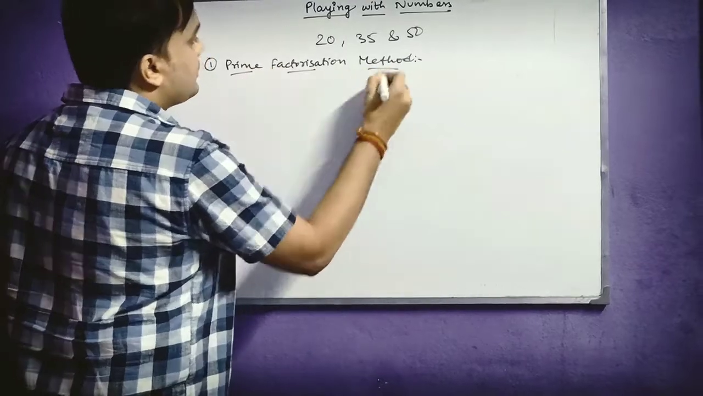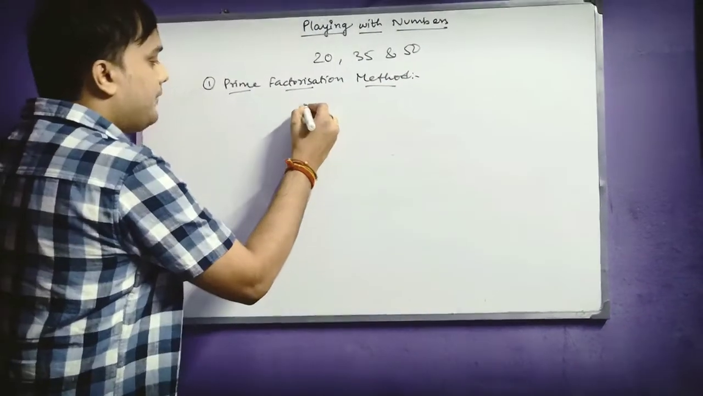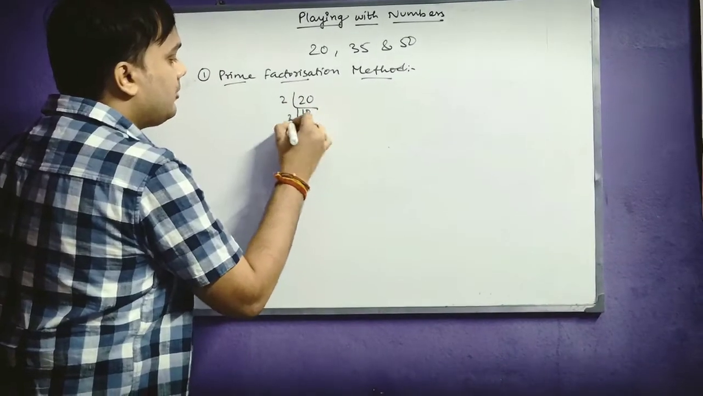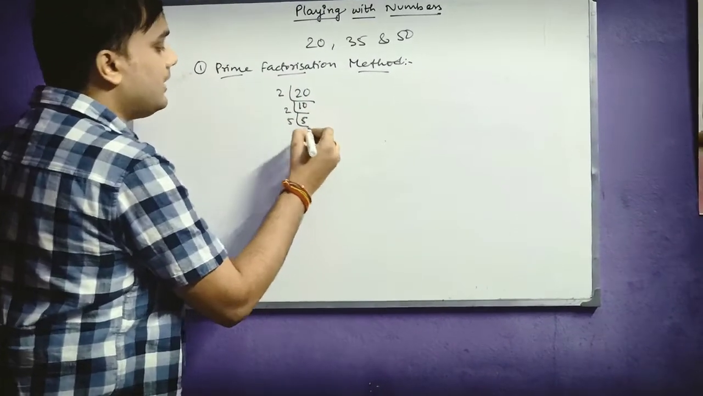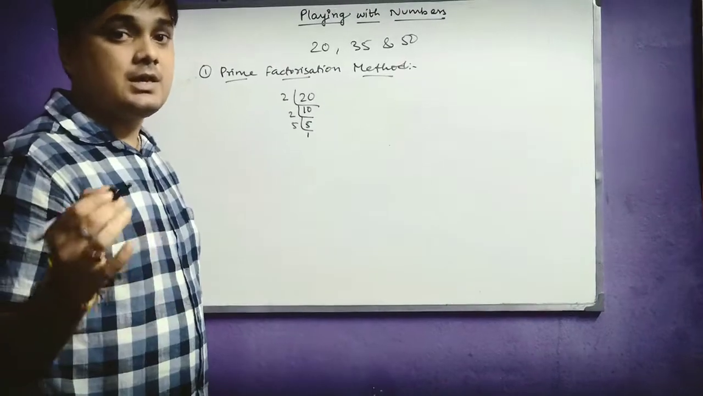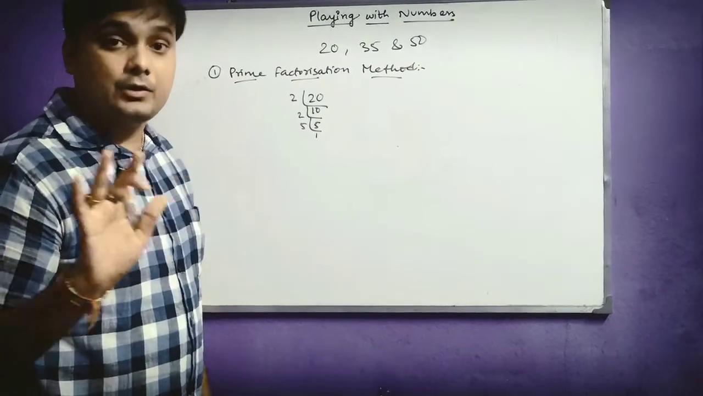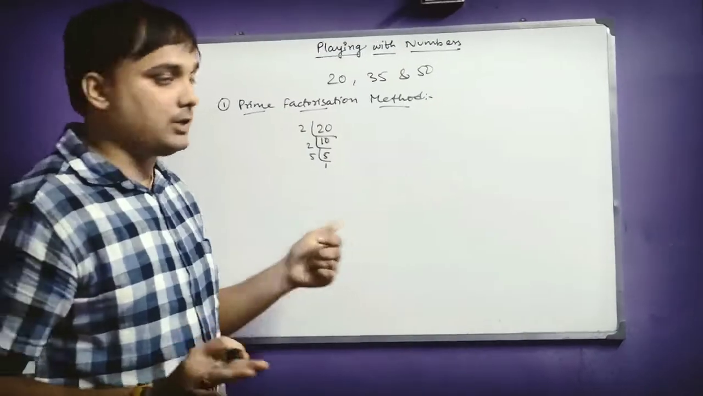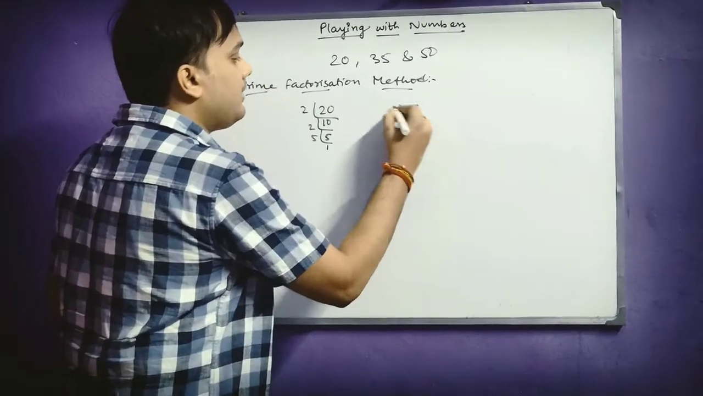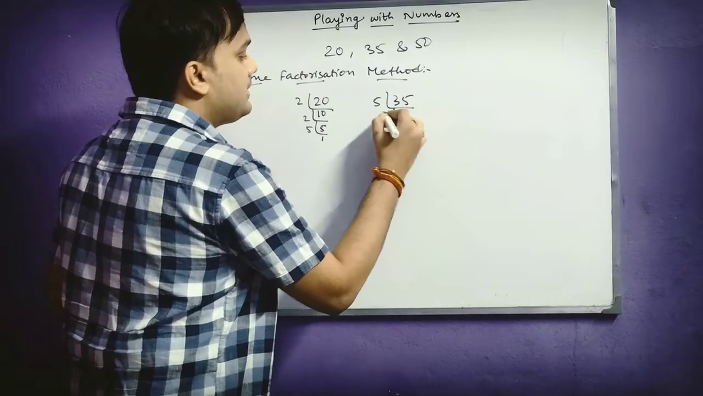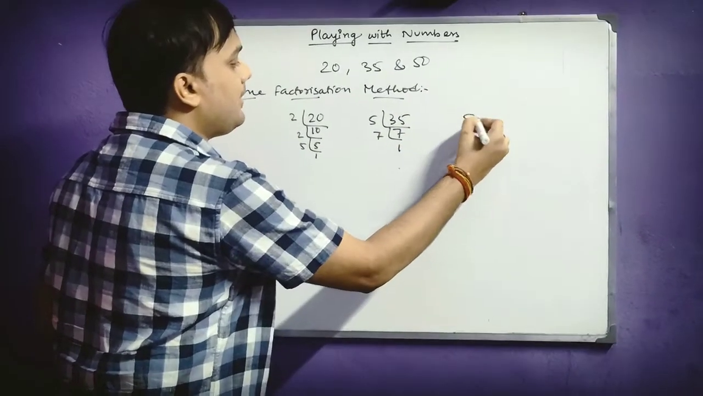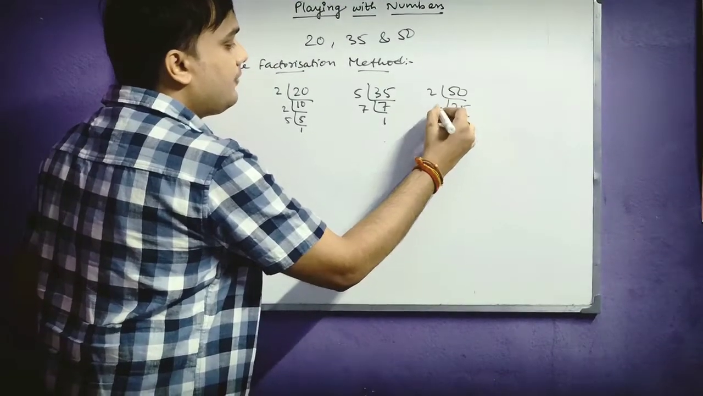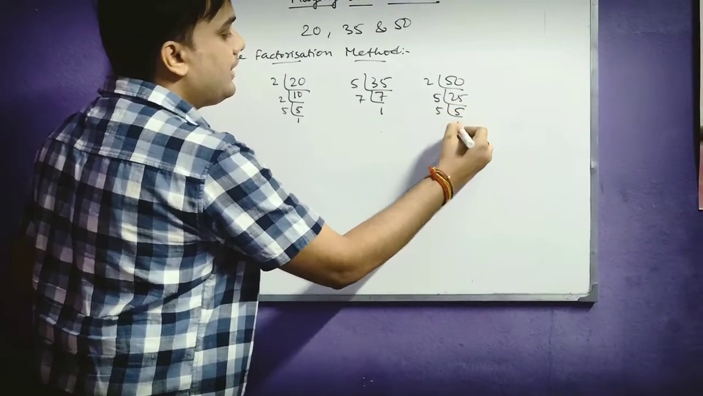So you can see here, if I do the prime factorization of 20, 2 into 10, 2 into 5, then 5 into 1. Let us take 5 into 1 also, because sometimes if you don't get any common factor, then only 1 will be your answer. So definitely try to take 1 also. 35 will be 5 into 7, 7 into 1. 50 will be 2 into 25, 5 into 5, 5 into 1.